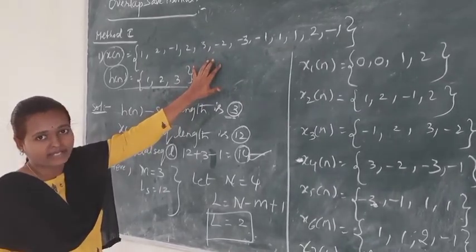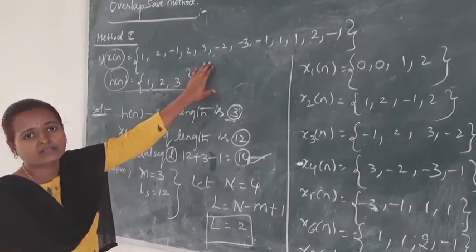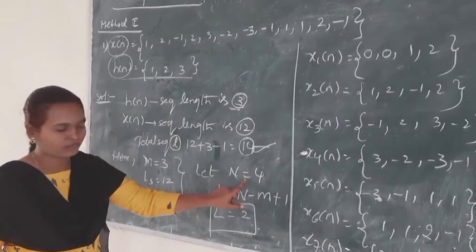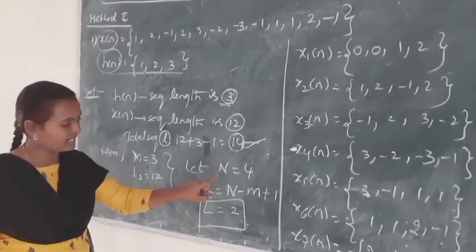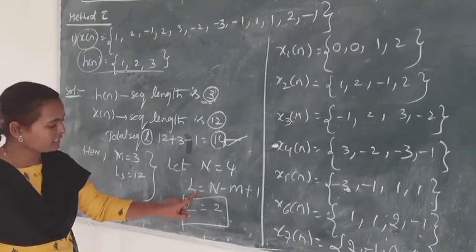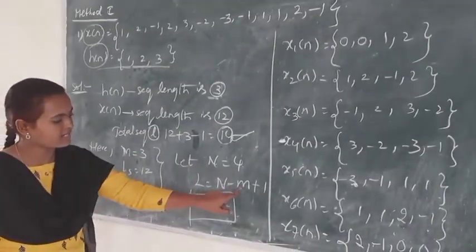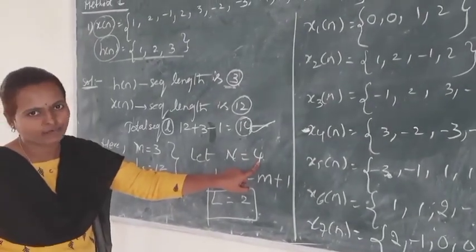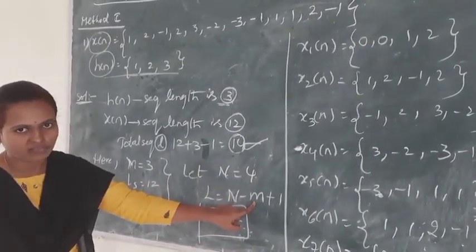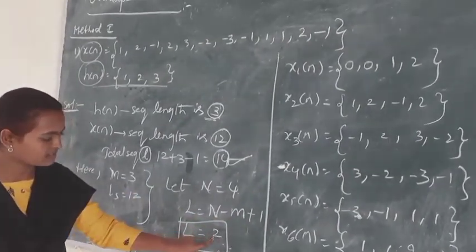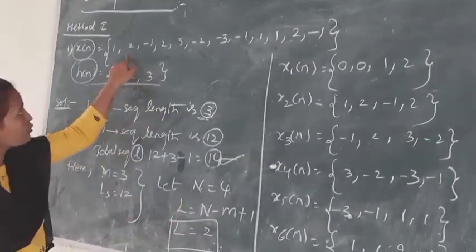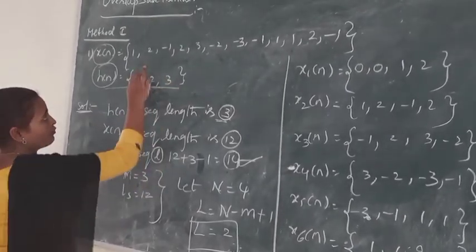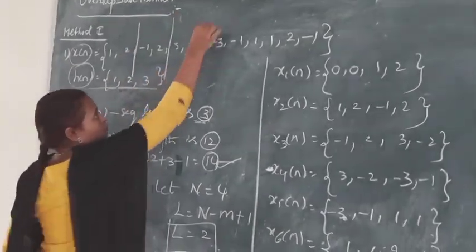This is complicated, so to divide the length easily, let us assume here n is equal to 4. So here the total length is equal to n minus m plus 1. Now what is the length you are assuming here? 4 minus the h of n length 3 plus 1, we get 2. The length should be 2. Now this total length we have to divide into 2 blocks. Clear?